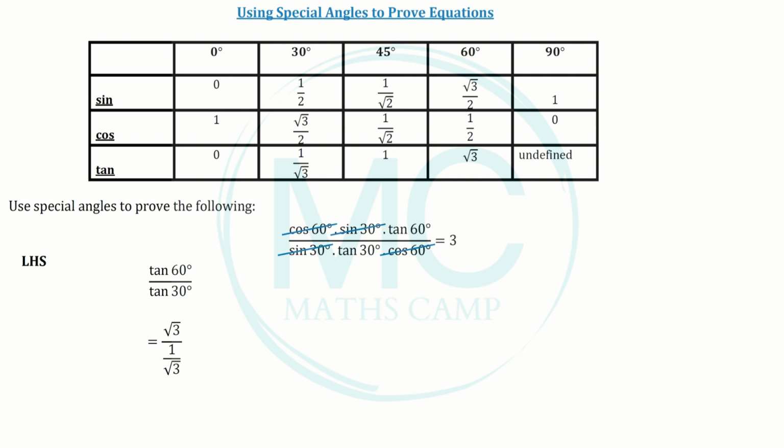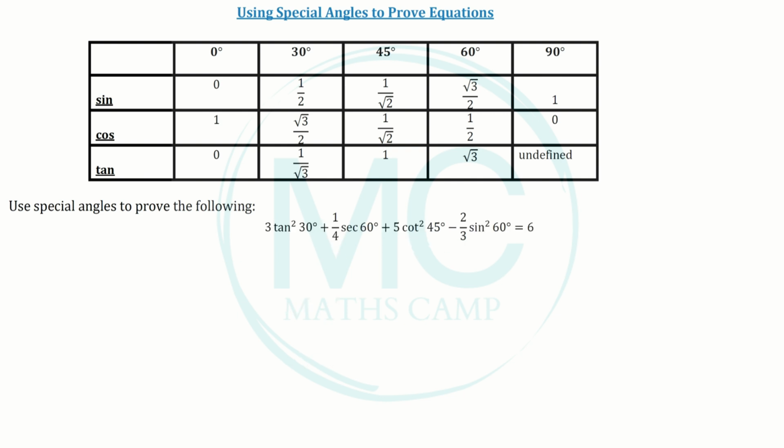So let's rewrite this as root 3 divided by 1 over root 3. Now we can tip and times, and we get root 3 multiplied by root 3 over 1, which is simply root 3 times root 3. Square root 3 multiplied by square root 3 leaves us with an answer of 3. This is equal to the right-hand side, so we can say the left-hand side is equal to the right-hand side.